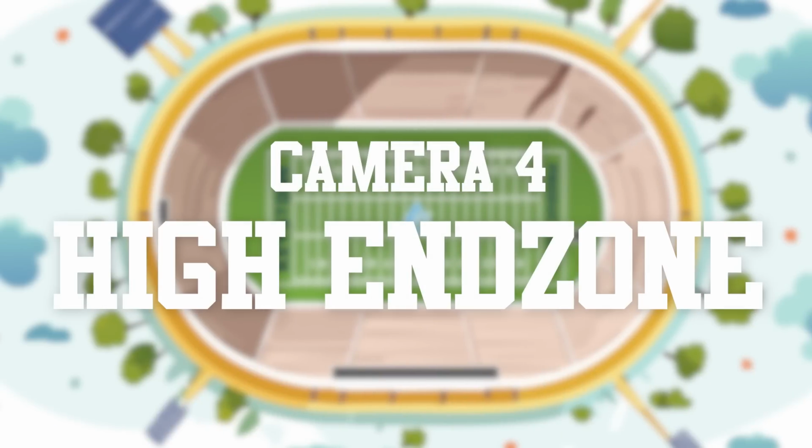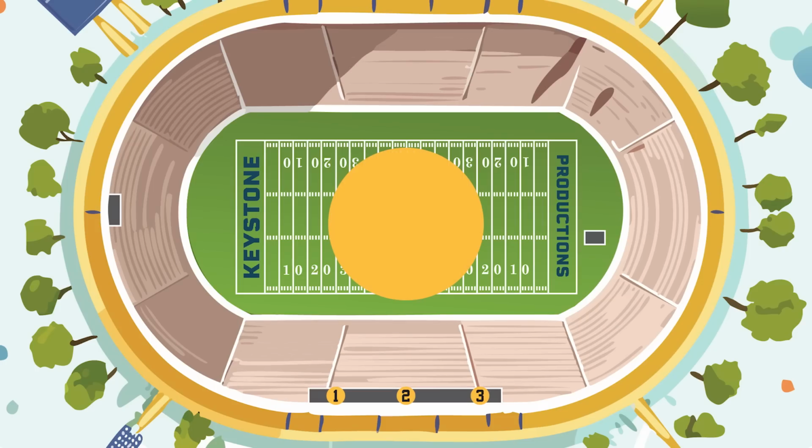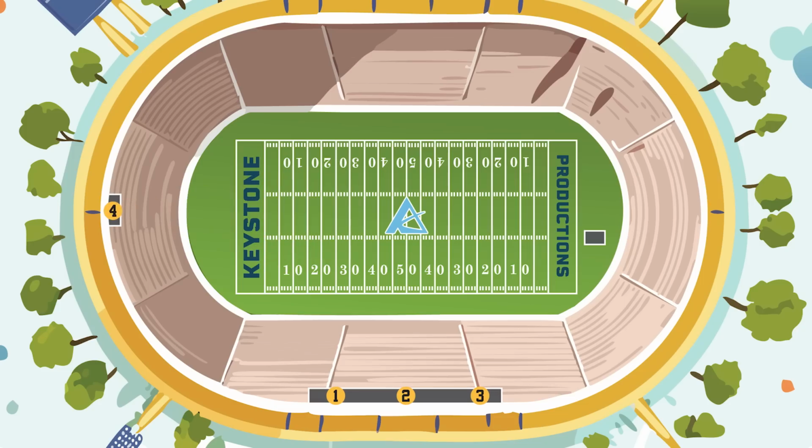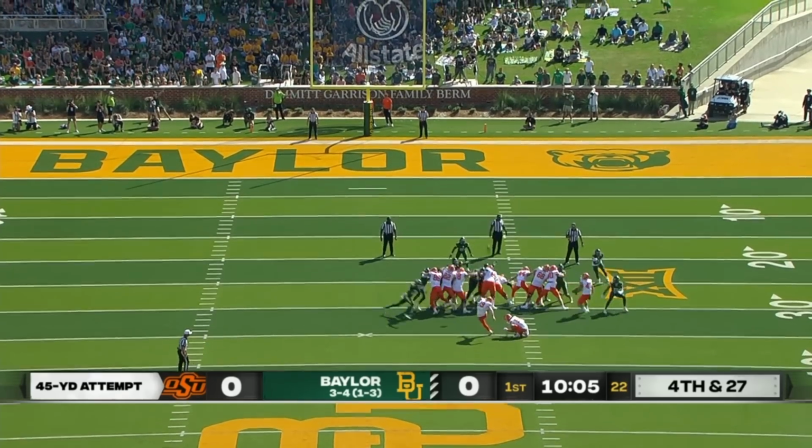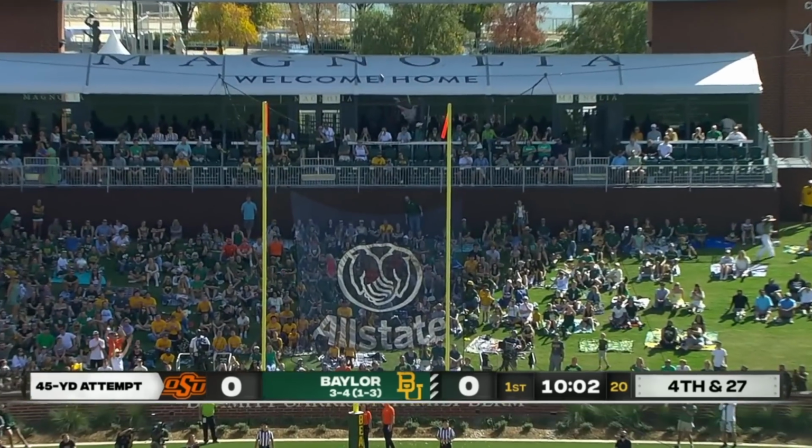Camera 4, high end zone. Next, let's cover the end zone cameras, starting with high end zone. This camera is positioned behind either the left or right end zone, usually on a roof, concourse, or camera platform, depending on the build of the stadium. Camera 4 will be positioned as centered on the uprights as possible, as this camera serves as the game or play-by-play angle for all field goal attempts.